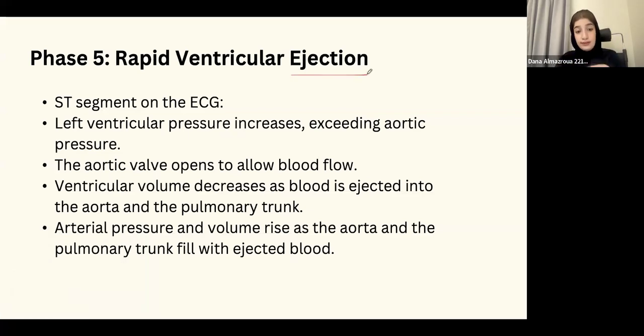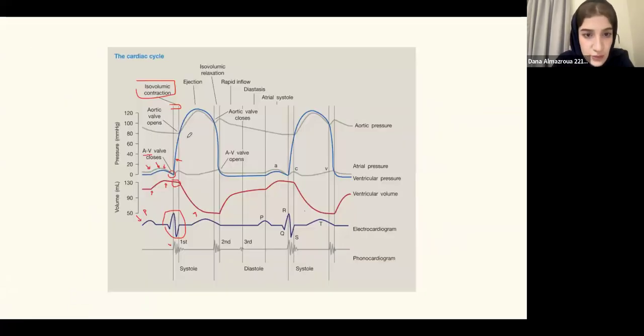Now, the word ejection should tell you that blood is being ejected, meaning it's moving from the ventricle to the aorta. Of course, when does that happen? When the ventricular pressure finally exceeds the aortic pressure. So I'm just going to explain it here again, and then I'm going to go back to the slide. So we've reached a point here where the ventricular pressure exceeds the aortic valve pressure. So now the aortic valve would open.